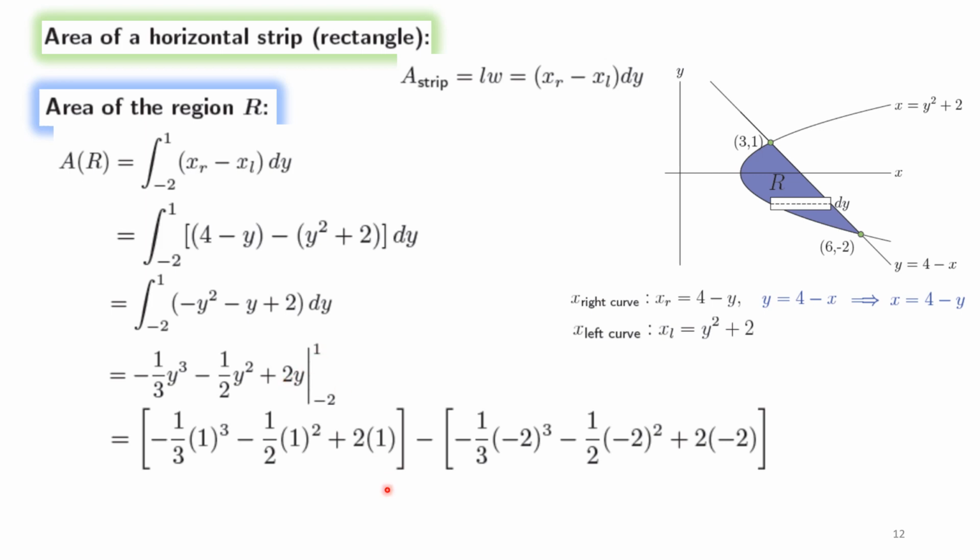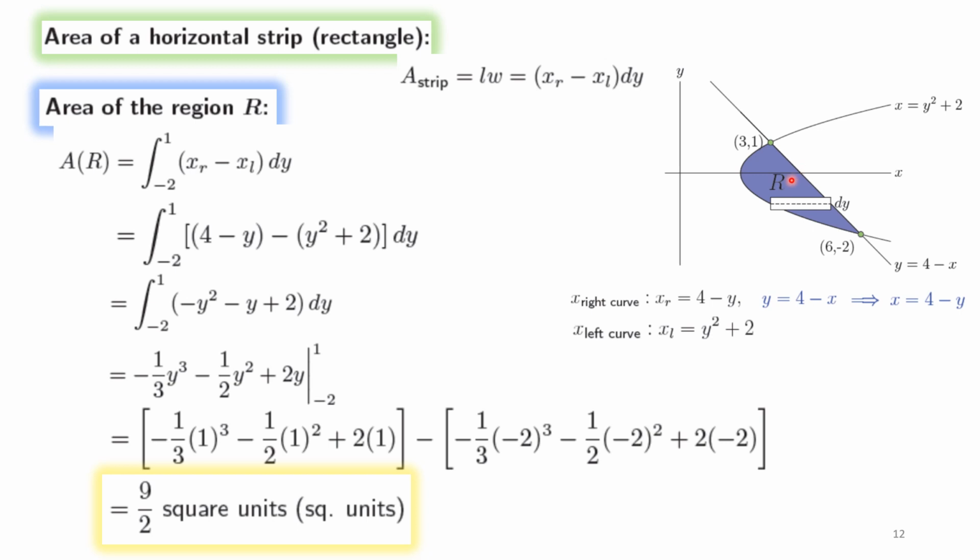Then 2 times 1. Then minus, again, -1/3, -2 to the third power there. So -1/2 minus 2, because we have minus 2, then to the second power, plus 2 times minus 2. That's algebra now. All you have to do is compute. The value now is 9/2 square units. Okay, 9/2 square units, this one. The area under this curve is 9/2 square units.